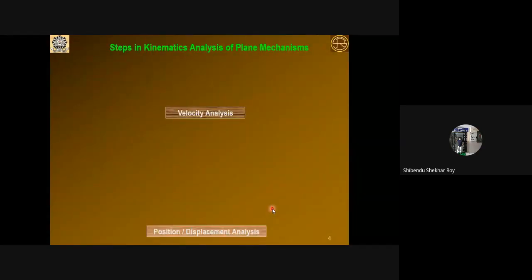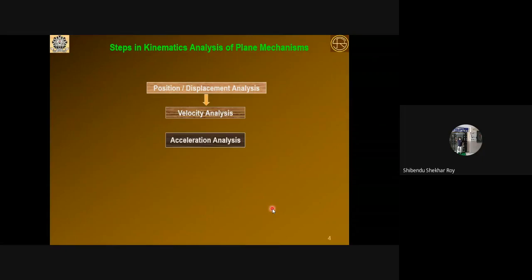Now, what are the steps you have to follow? In kinematic analysis, first you have to do the position. From the position difference, you will get the displacement information. Time differentiation of the displacement is your velocity, and the time differentiation of the velocity equation is your acceleration analysis. So these are the steps you have to follow in kinematic analysis.